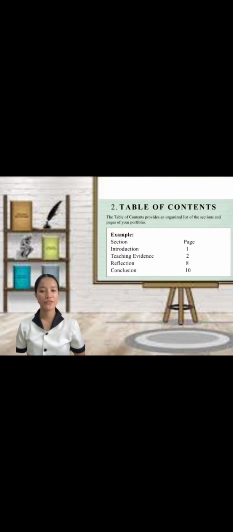It lists the different sections of our portfolio under page numbers. This makes the portfolio easier to navigate. The third one is introduction. So the introduction explains the purpose of the portfolio, what it contains, and what we want to demonstrate through it. So these first three parts basically introduce the portfolio to the reader.